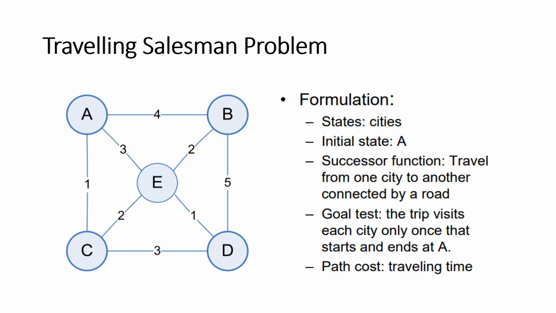Then we will see an example, the traveling salesman problem. A salesman must travel to every city exactly once and return to the starting city with a minimum travel cost. This is the traveling salesman problem. Here we can see the cities A, B, C, E, D, and the path costs are mentioned in this figure. That means from A to C the path cost is 1, C to E path cost is 2, C to D path cost is 3, like that.